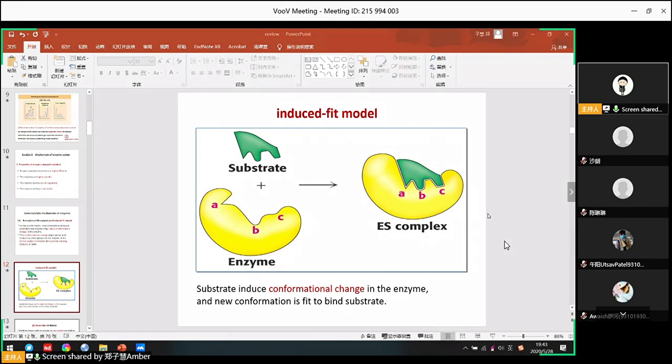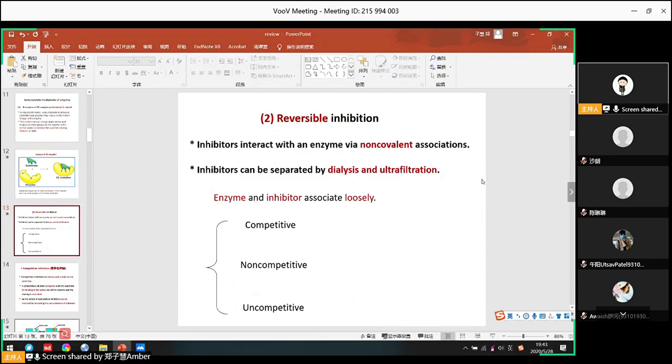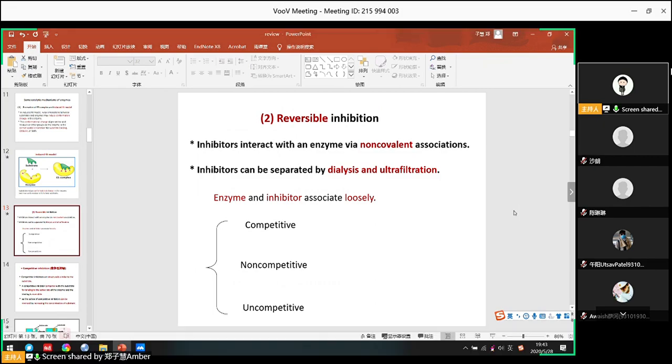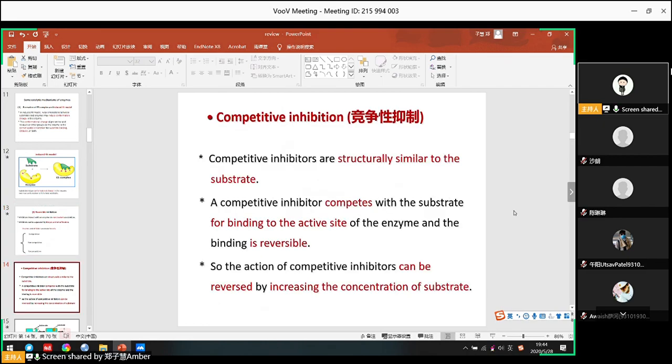Okay, so the induced fit model is important. You have to know what the mechanism is and what the induced fit model is. Next is reversible inhibition. This is very important. You have to know we have three types of reversible inhibition: competitive, non-competitive, and uncompetitive. For each one, you have to know what it is, and what the properties of competitive inhibition are. You have to remember and recite this part.